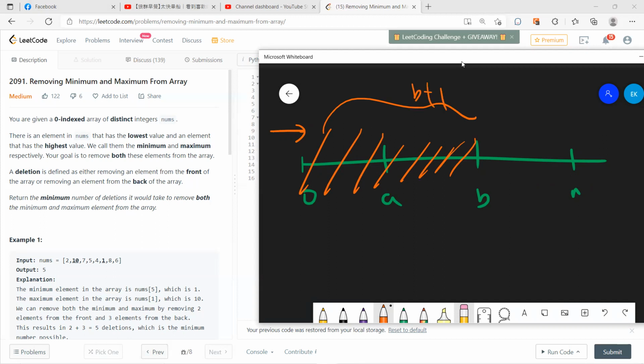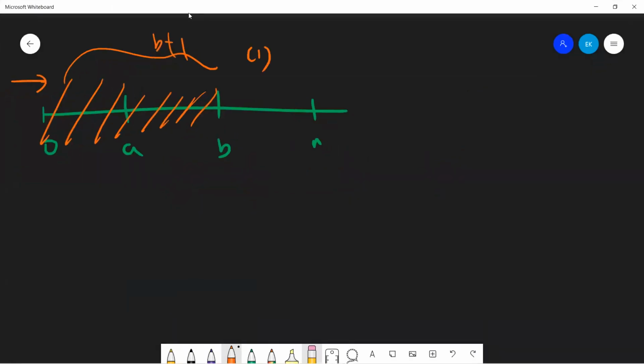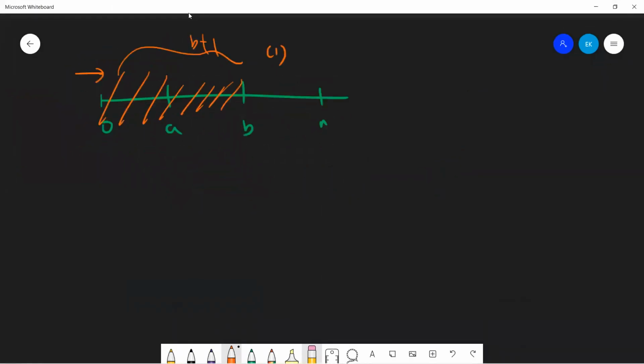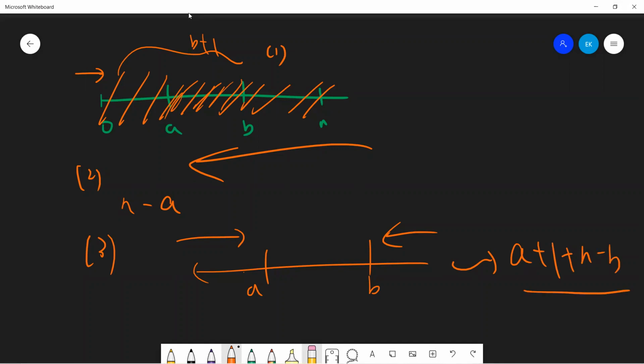Okay, so this is the first possibility. The second possibility is that you go from the back. Then it will give you N minus A steps, right? The third possibility is that for A you go from the front, and for B you go from the back, right? So it will give you A plus 1 plus N minus B. Okay, and there are 3 possible answers, so you just take the minimum.